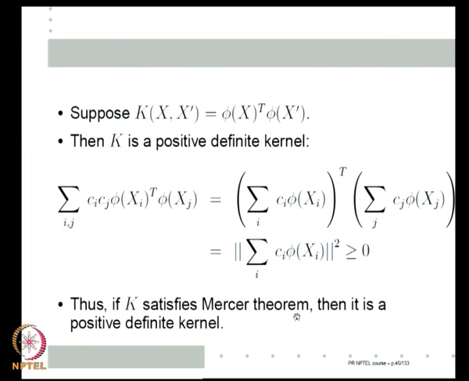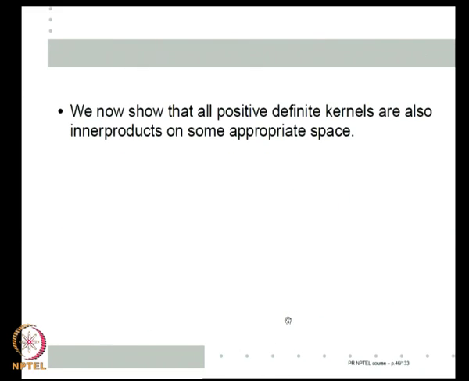So, if K satisfies Mercer's theorem, then we know that there is some phi and K can be written like this. So, if K satisfies Mercer's theorem, there is a positive definite kernel. Now, we show that all positive definite kernels are also inner products on some appropriate space.